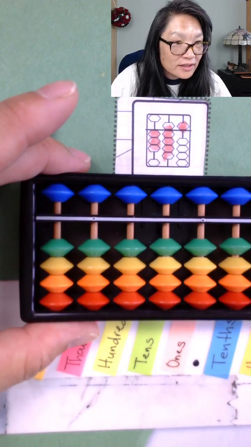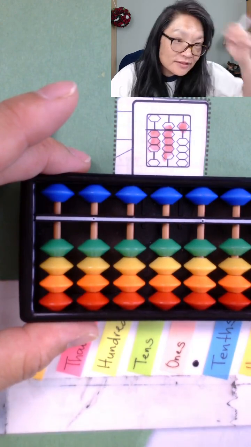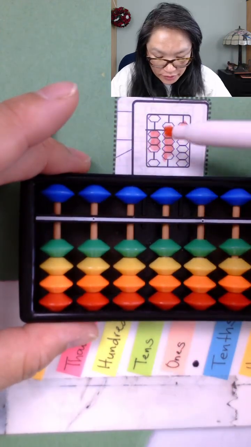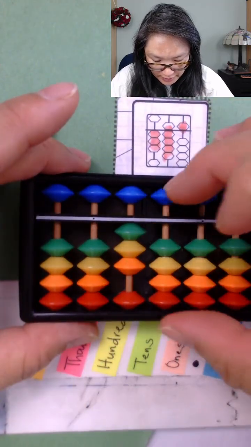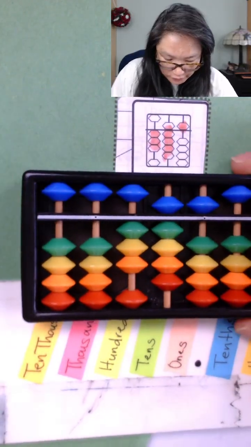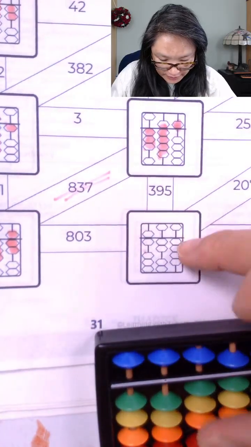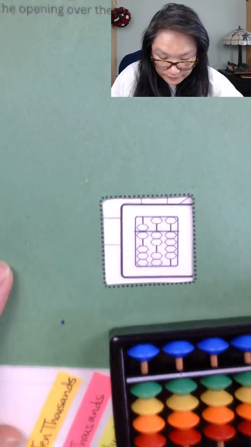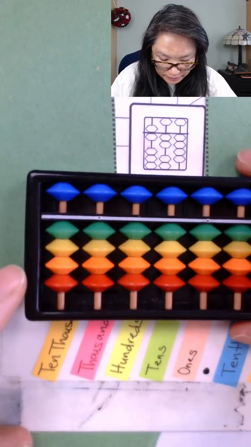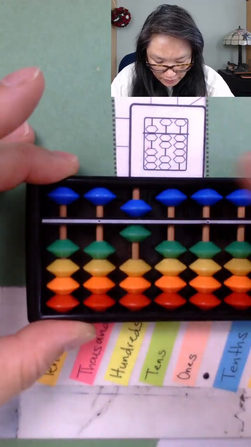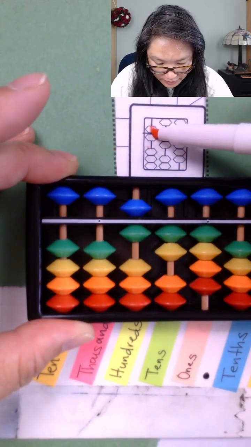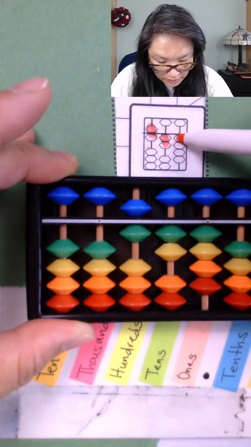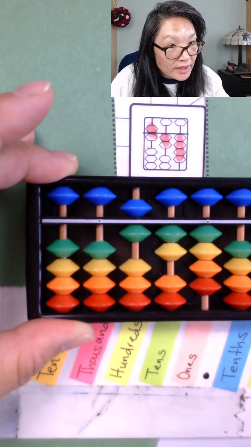Hello, Ryan. Yes, thank you. 395. Makes sense. 395. Great. 395 takes me down to here. And then I have this number. So we have our hundreds, our tens, and our ones. What number do we think?